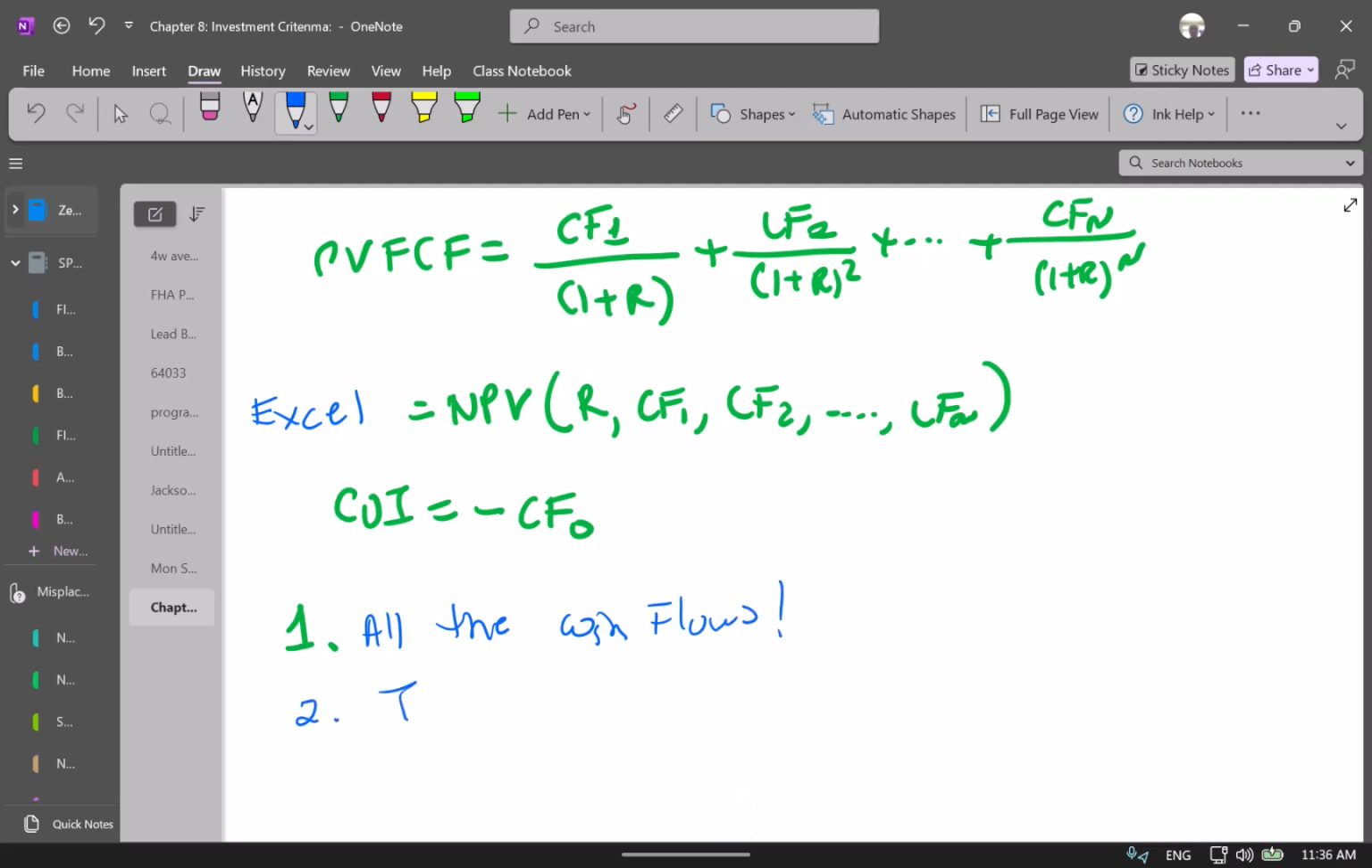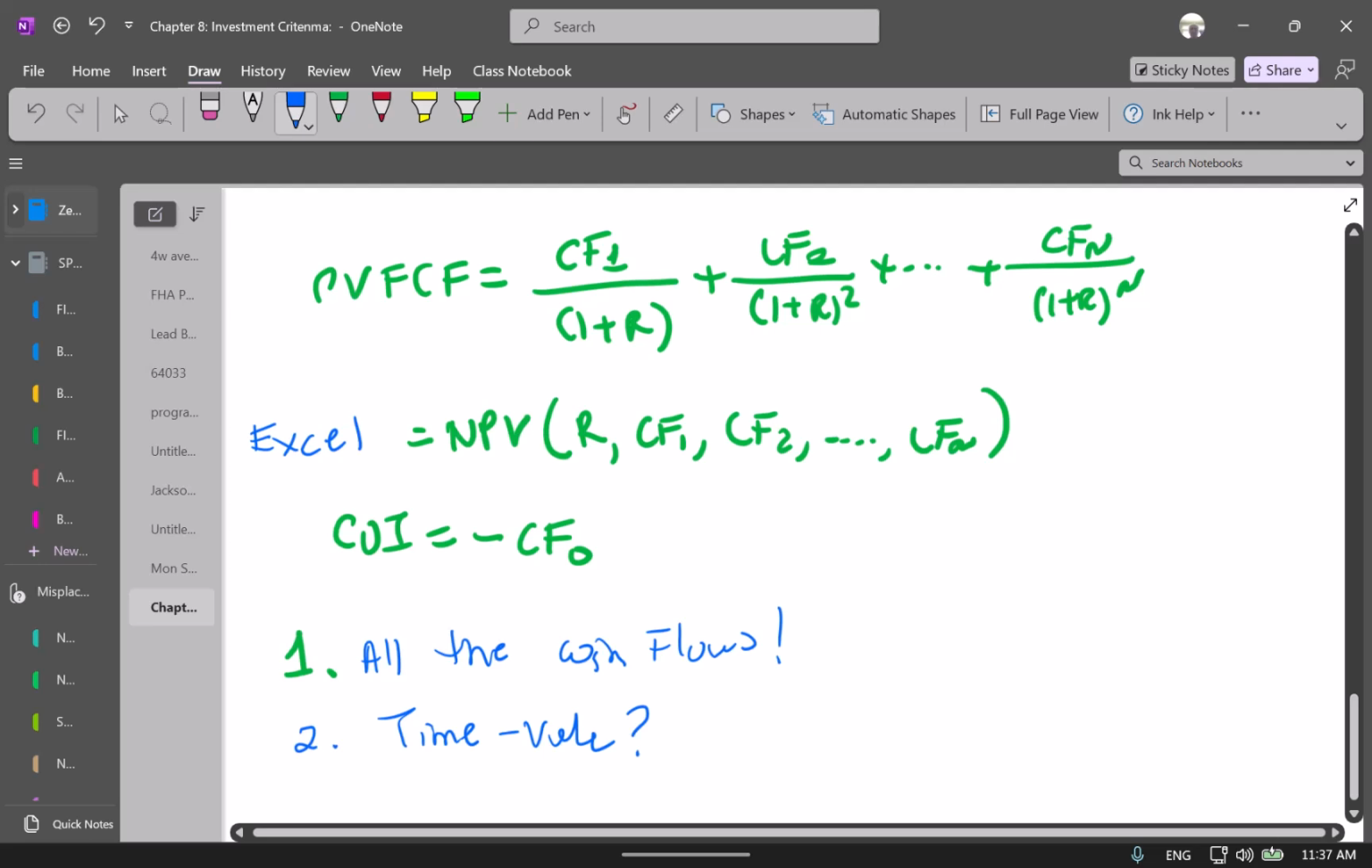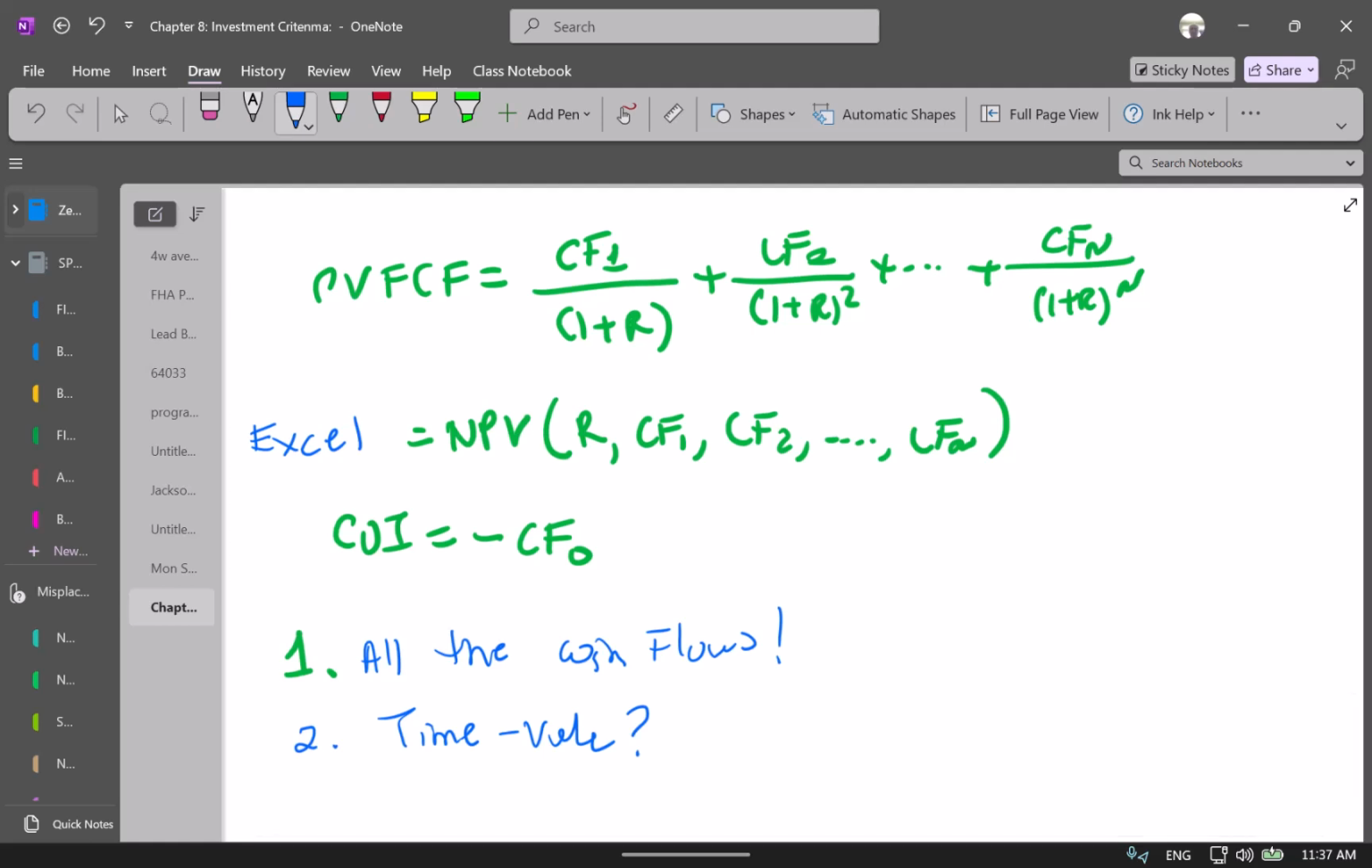Two, does it use time value or does it take time value into account? It does because it discounts the cash flows in the future at a higher rate than the cash flows at a lower rate. I mean, if R is 10%, next year's $110 is $100 today. 2 years from now, $121 is equal to $100 today, so on and so forth. So it does take that into account. Good.